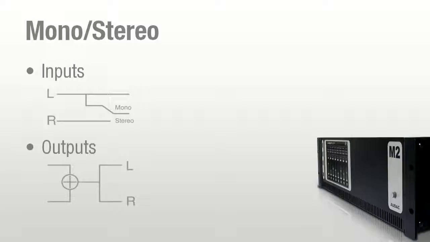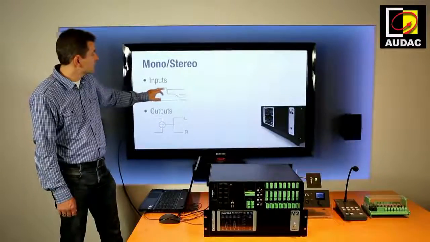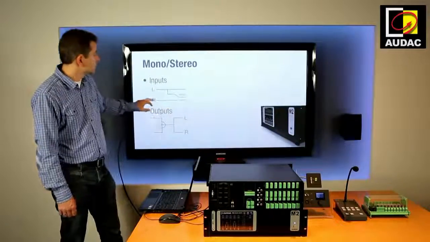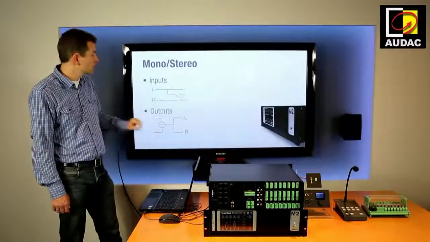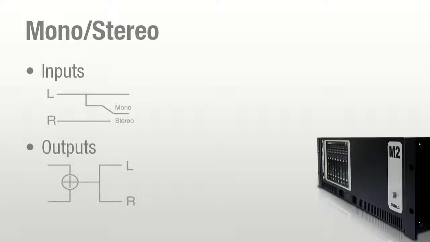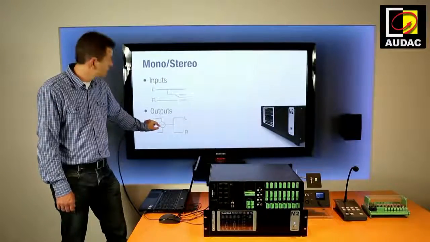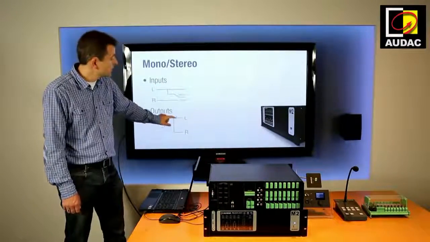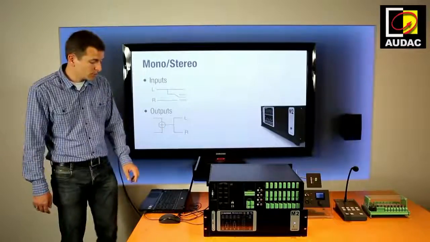We have the option to put the input in mono mode, because microphones are most of the time mono. Then the left signal is copied to the right signal, and the right signal is not used. So if you use microphones, always connect to the left input. The outputs can also be switched to mono. Left and right will be mixed to one mono signal and will be sent to left and right output on the back of the M2.